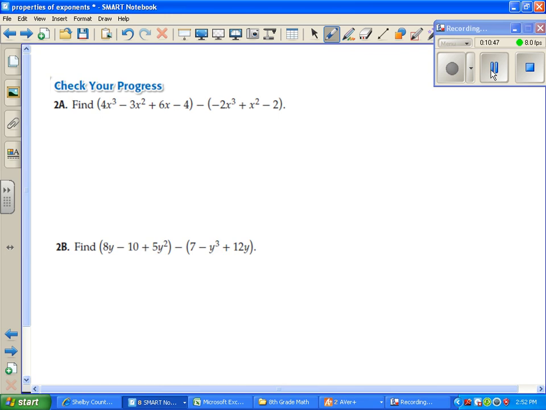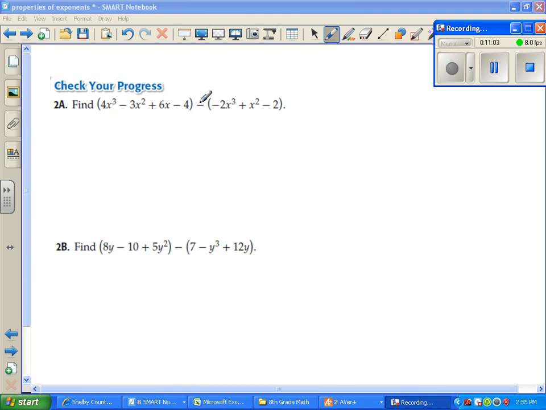Okay, I want you to try one subtraction problem on your own. Let's do 2a: 4x to the third minus 3x squared plus 6x minus 4 minus the quantity negative 2x to the third plus x squared minus 2. Okay, let's go through this one.